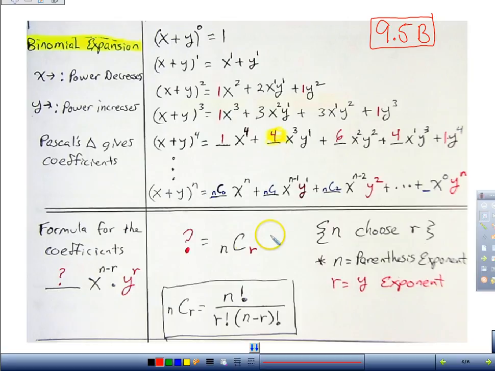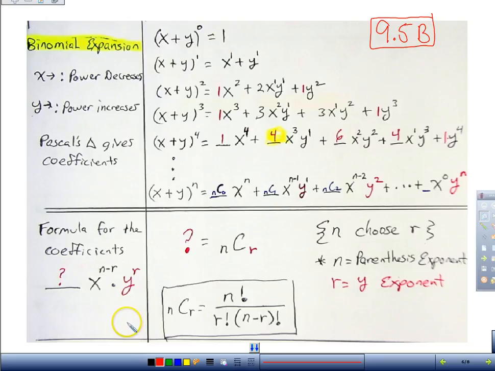Now let me talk a little bit about how to get these coefficients. I mentioned that this coefficient here is given by this formula. The way it reads is n choose r, where n is the parentheses exponent, and I'm going to define r as the y exponent.